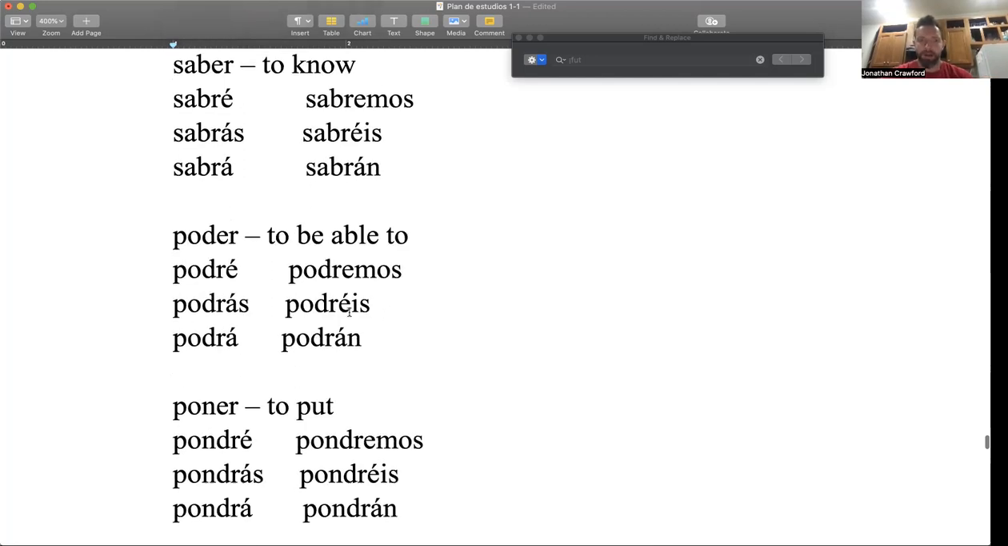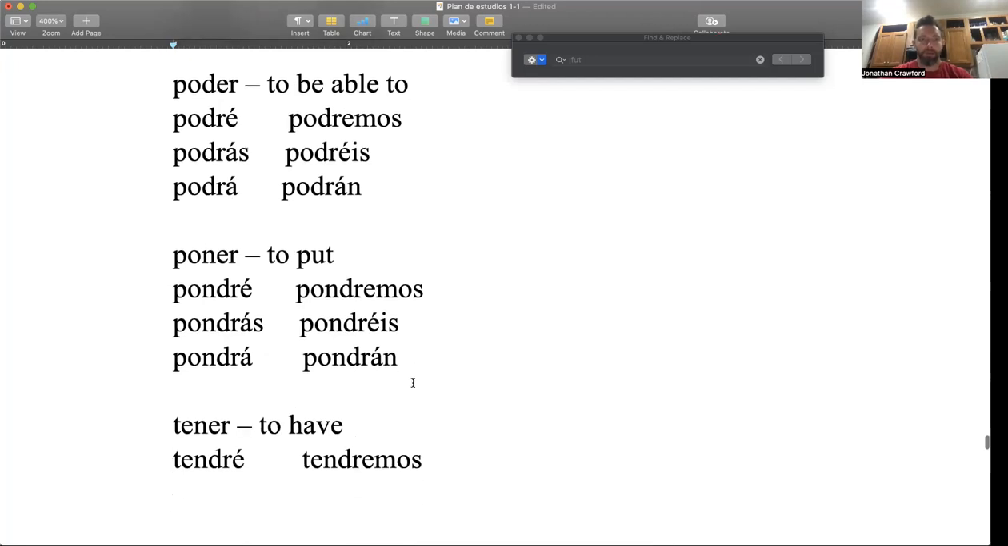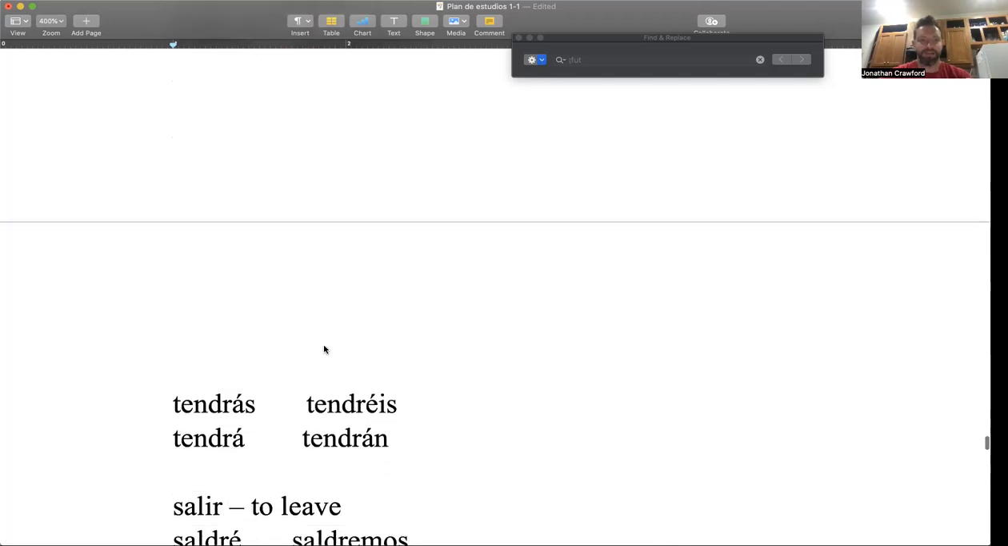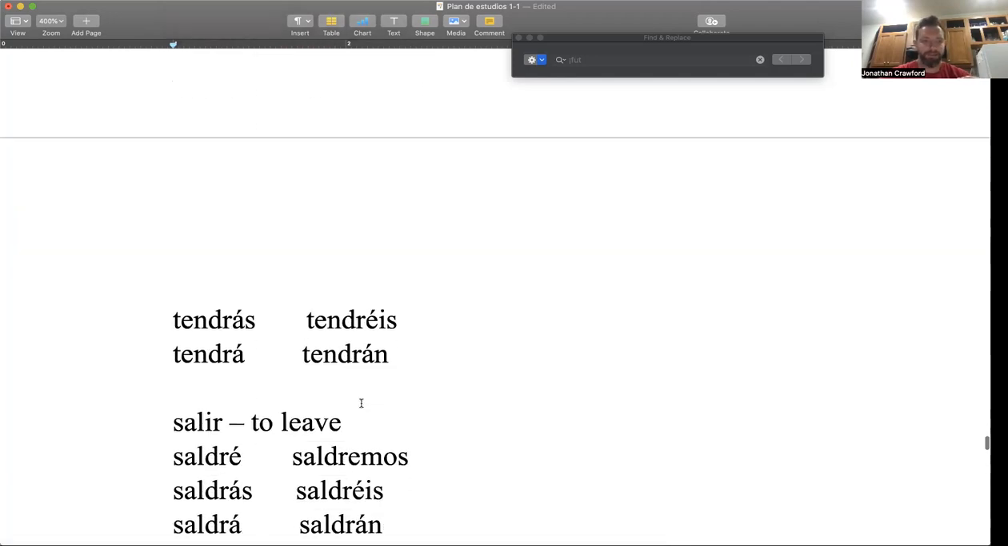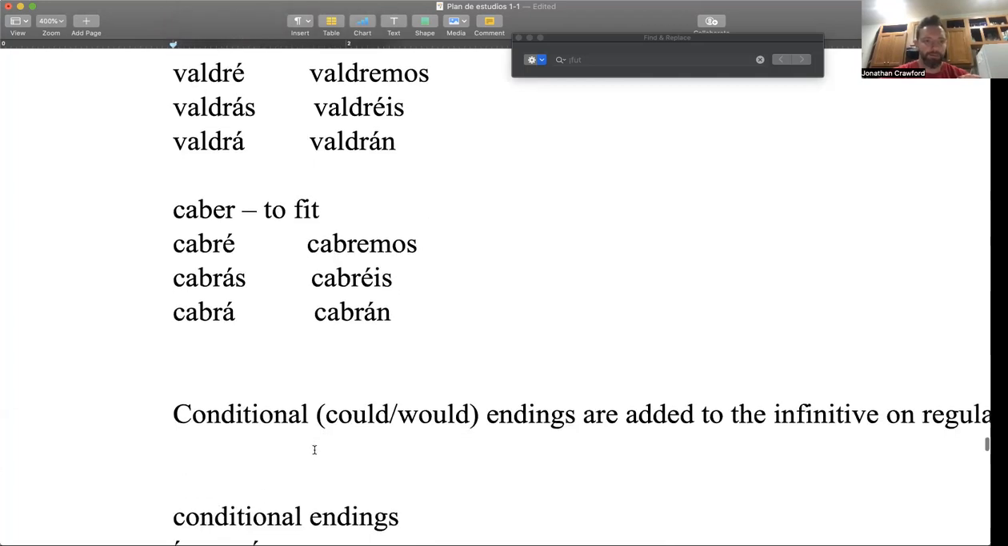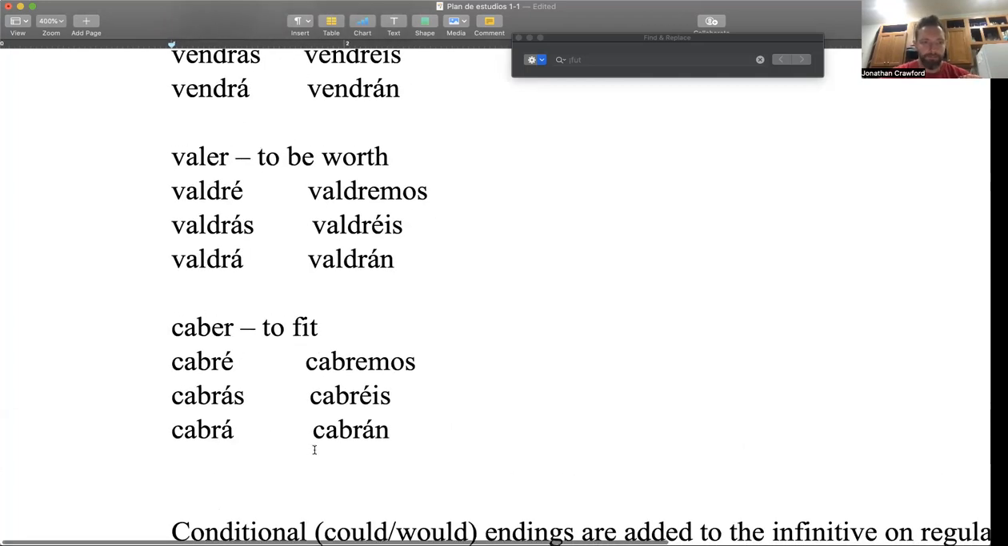Podré, podrás, podrá, podremos, podréis, podrán. Pondré, pondrás, pondrá, pondremos, pondréis, pondrán. Tendré, tendremos, tendrás, etc. Right? Saldré, vendré, valdré, cabré. All right.